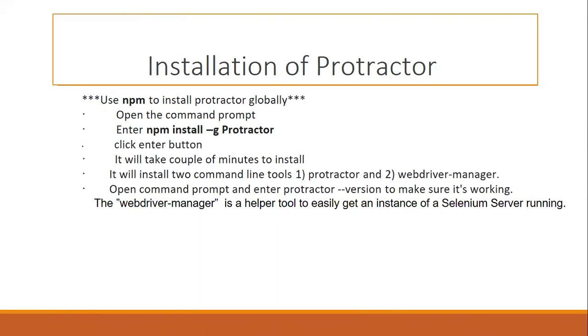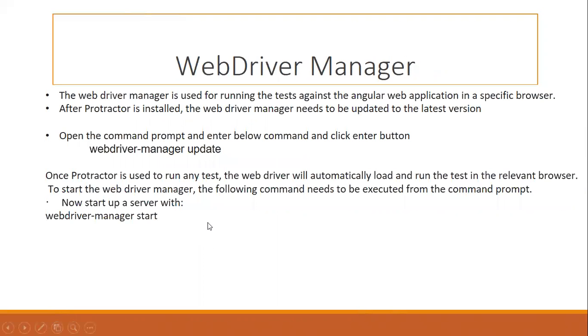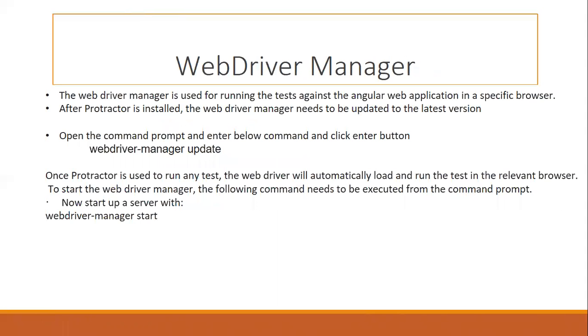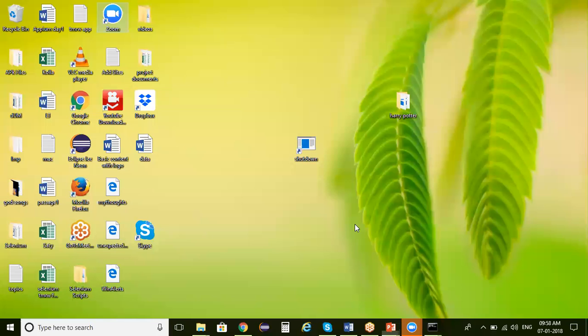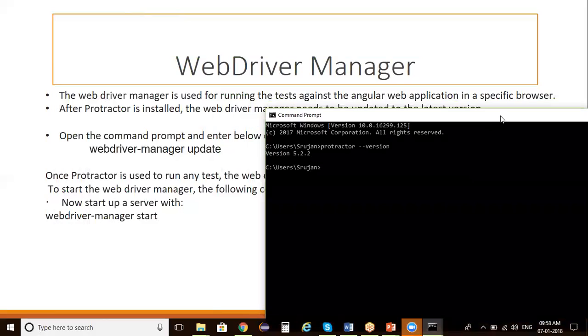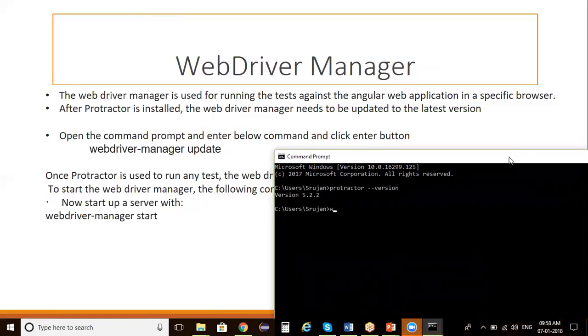And then the next point is we need to go for the WebDriver manager command. This WebDriver manager is a helper tool which is used to get an instance of a Selenium server running on your machine. So the first command you need to run in order to perform this operation is, in your command prompt, write webdriver hyphen manager space update. This is needed for running your test scripts.